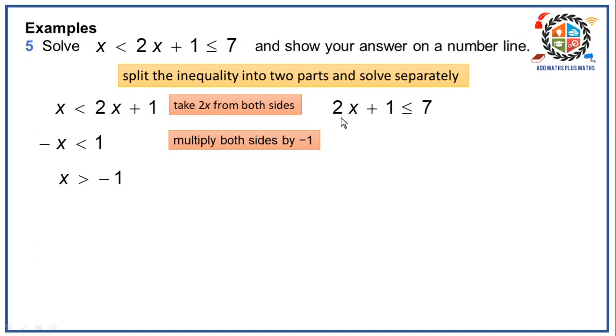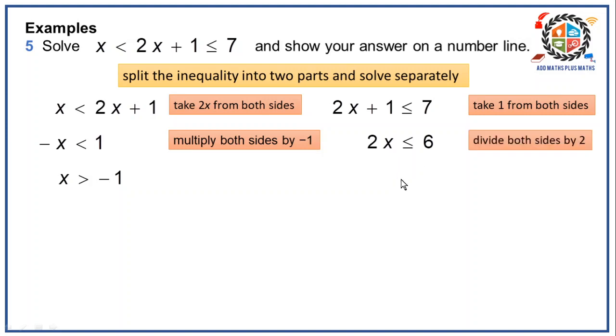Next, I have 2x plus 1 is less than or equal to 7. Okay, I'll take 1 from both sides. If I take 1 from both sides, it will become 2x is less than or equal to 6. I'll divide both sides by 2. It will become x is less than or equal to 3.